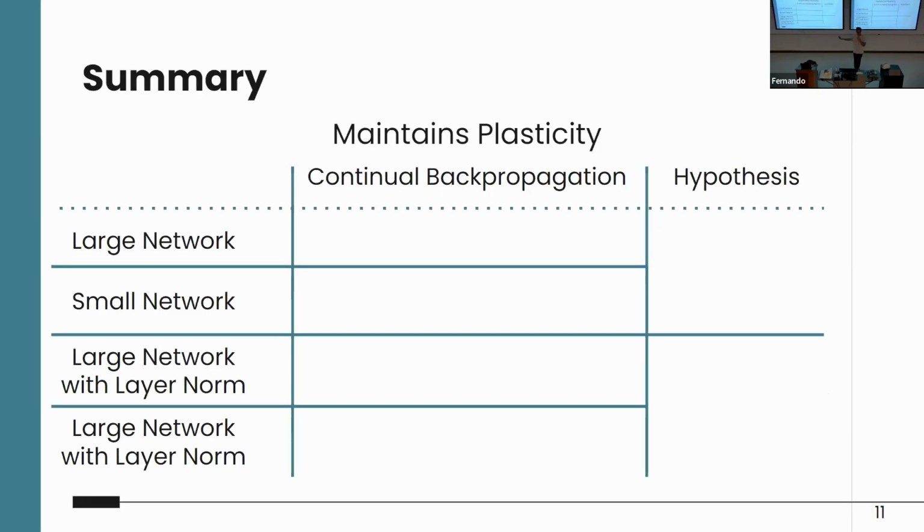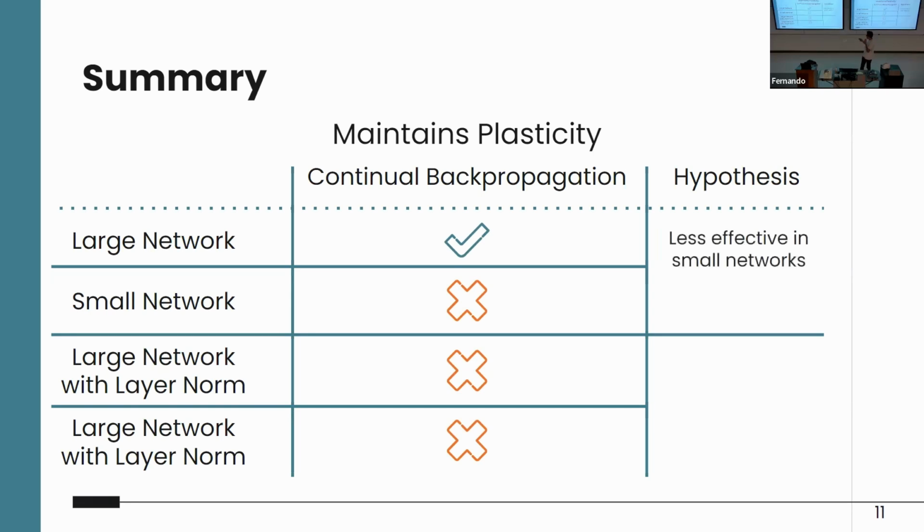So let's summarize all of these results in a table. Continual backpropagation maintains plasticity in large networks, but in the other 3 cases, it didn't maintain plasticity. It lost some amount of performance. So for hypothesis 1, which was that it is less effective in small networks, I would say this suggests that this is true. And for hypothesis 2, where I mentioned that maybe continual backprop was less effective with layer normalization, I would also say that this suggests that it's true. At least there's evidence to believe that. All right, so let's see if selective weight reinitialization can overcome these shortfalls of continual backprop.